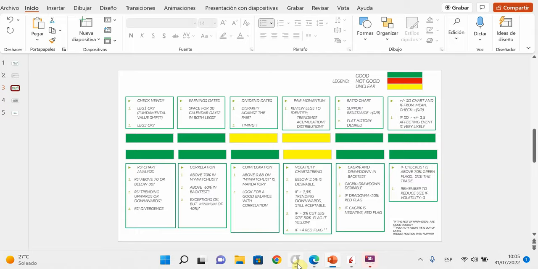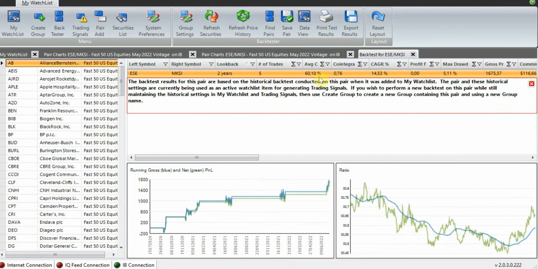As already mentioned, the last box we want to analyze is CAGR and drawdown. In the backtest menu, CAGR is 14.5 and the drawdown is 5.11. So CAGR is higher than the drawdown, and that's what we like to see. And in this case, the CAGR, the compounded annual growth rate, is 3 times the maximum drawdown. So that is a very, very good balance. And this is one of the most fundamental reasons why we took this trade.